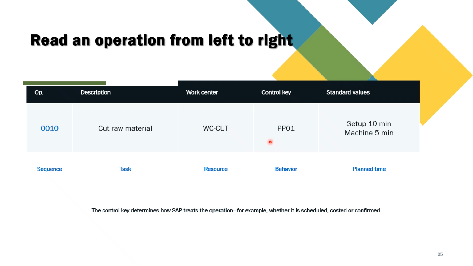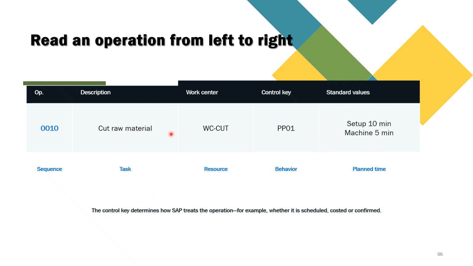But since this is the basic, and we are using cutting as an operation, PP01 is standard. However, setup time is 10 minutes and machine is 5 minutes. And also you can set the labor as the third one here. So this is the plan time.